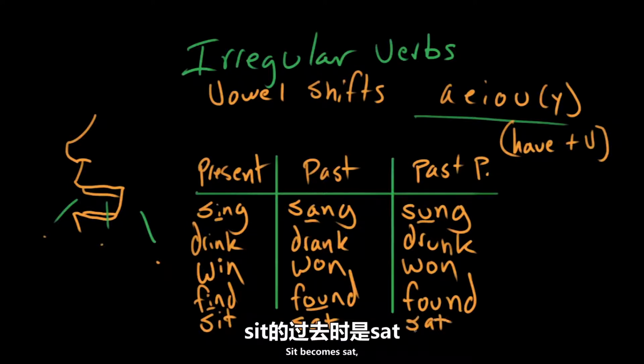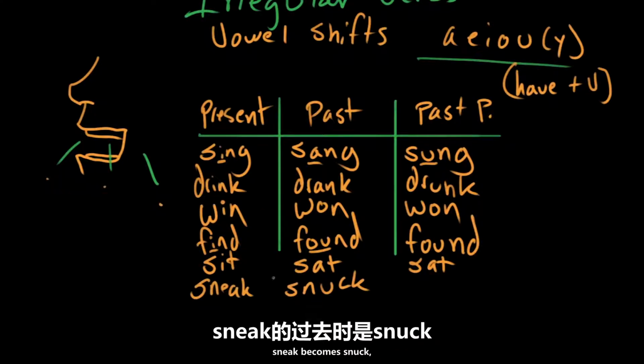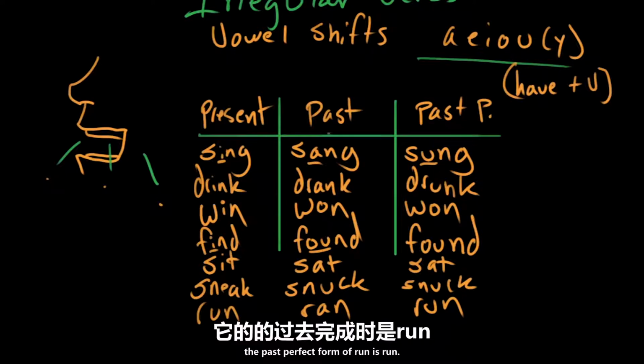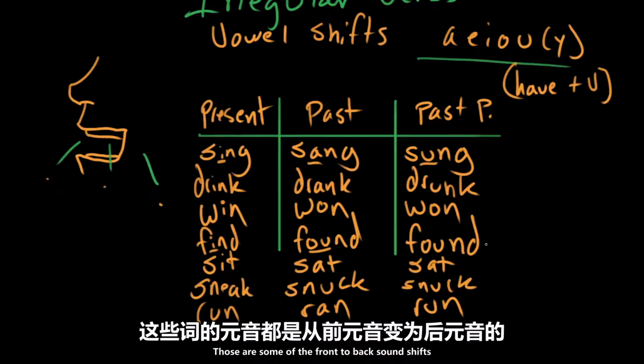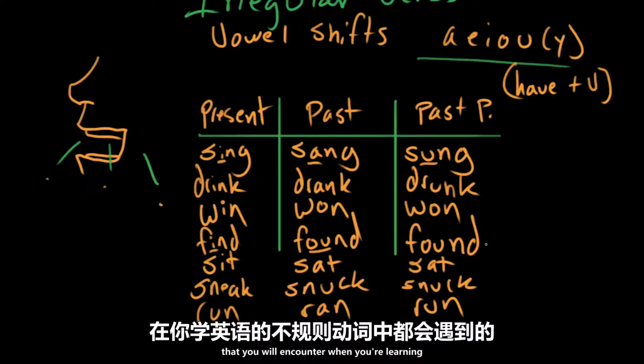Sit becomes sat. Sneak becomes snuck. And run becomes ran. And run is a weird one because the past perfect form of run is run. He had run, not he had ran. And those are some of the front to back sound shifts, I to ow, that you will encounter when you're learning irregular verbs in English.